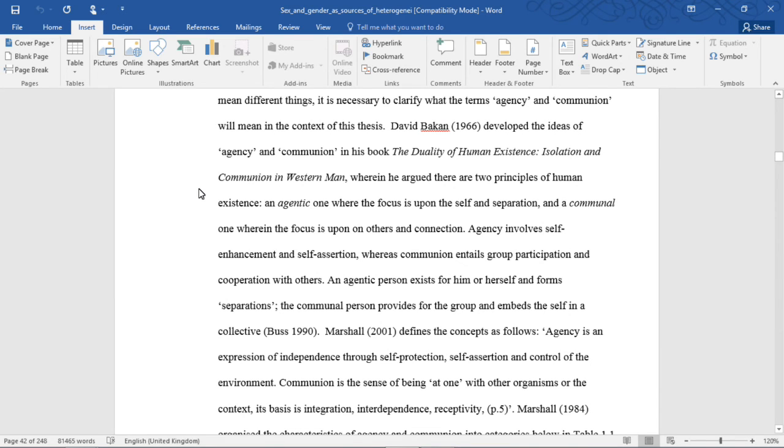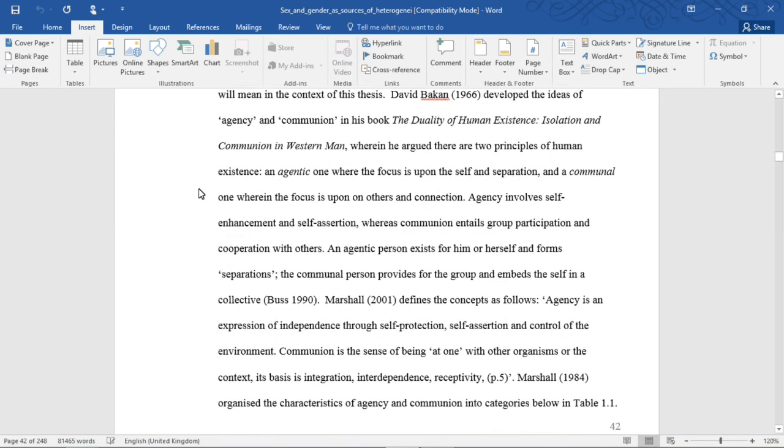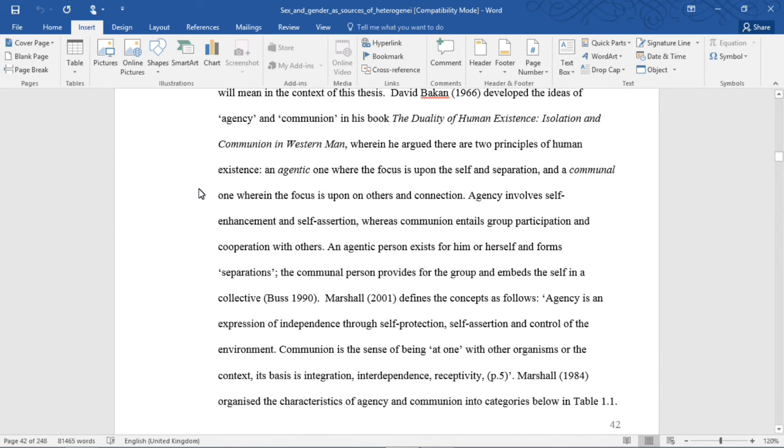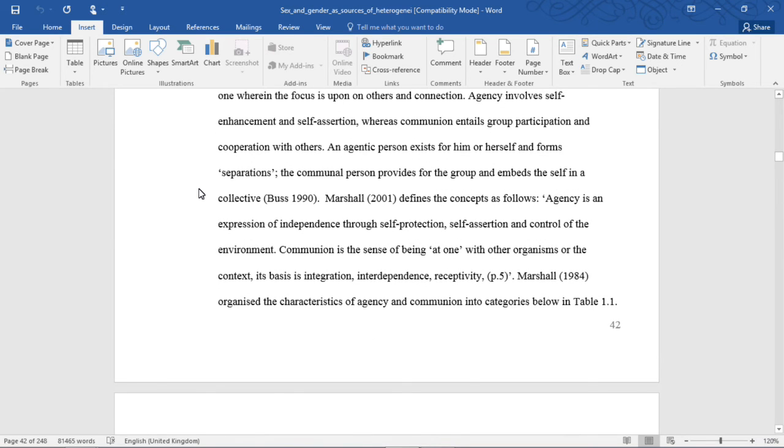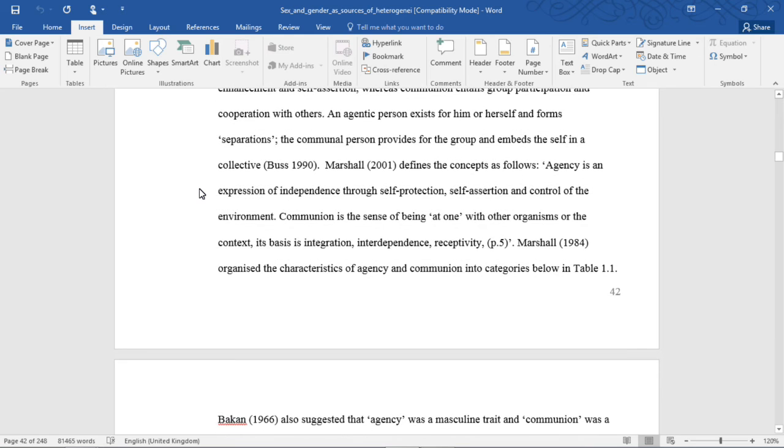David Bakan developed the idea of agency and communion in his book, The Duality of Human Existence: Isolation and Communion in Western Man, wherein he argued there are two principles of human existence, an agentic one where the focus is upon the self and separation, and a communal one where the focus is upon others and connection. Agency involves self-enhancement and self-assertion, whereas communion entails group participation and cooperation with others. An agentic person exists for him or herself and forms separations. The communal person provides for the group and embeds the self in a collective.